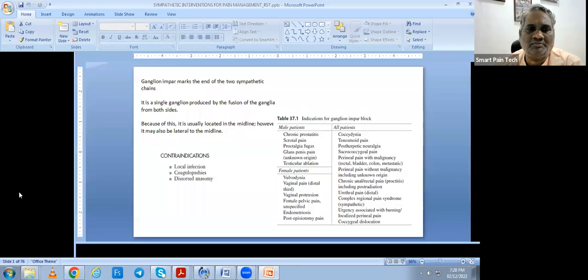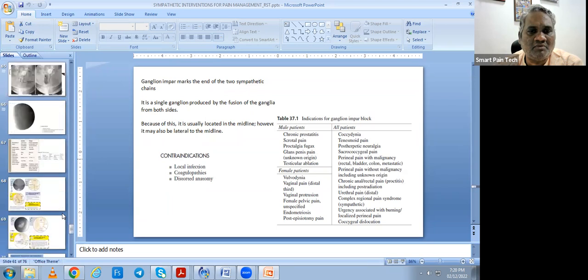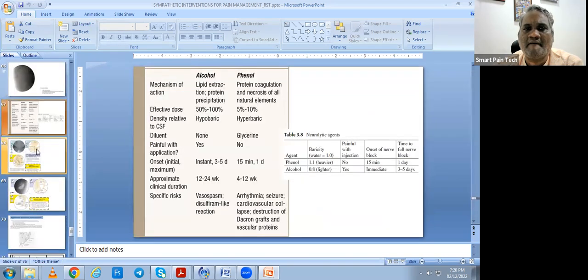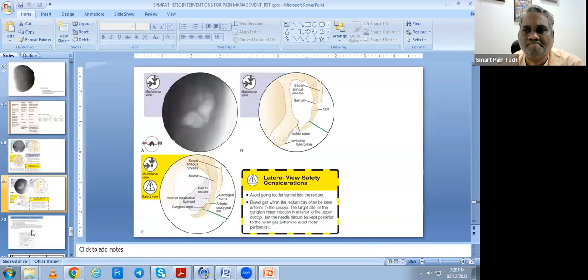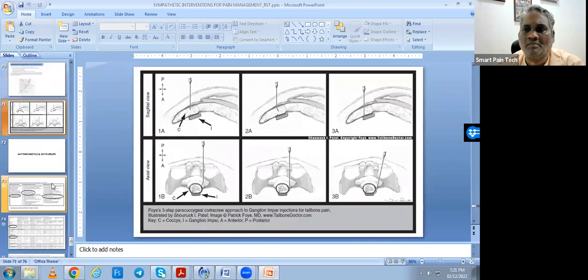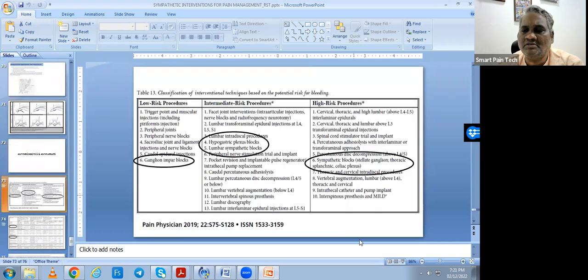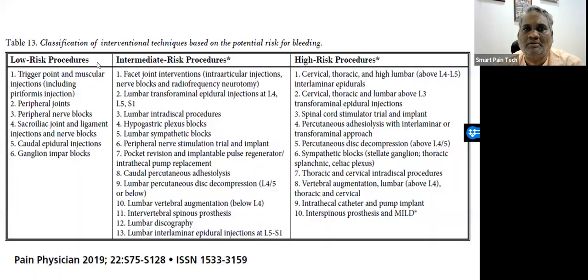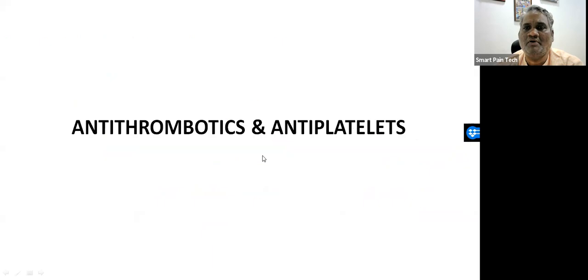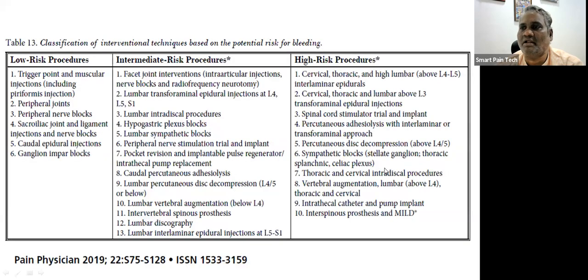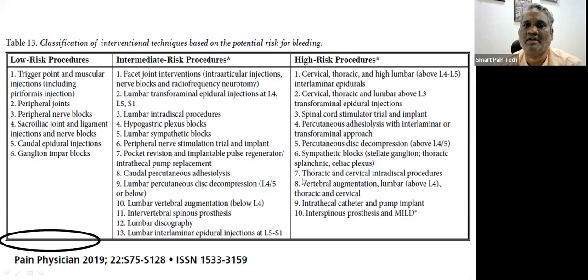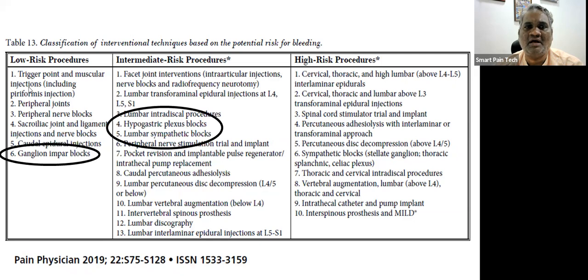I'm open to questions now. If you have any questions, we can take them. Just a simple thing about anticoagulation, antithrombotics and antiplatelets. I thought I would discuss this: low risk, intermediate risk, and high risk procedures. Based on this, our ganglion impar block is a very low risk procedure, so there is no need to stop. You can directly perform the block even if the patient is on clopidogrel.